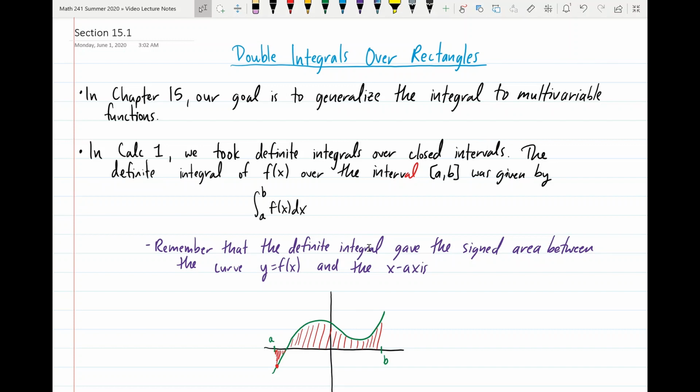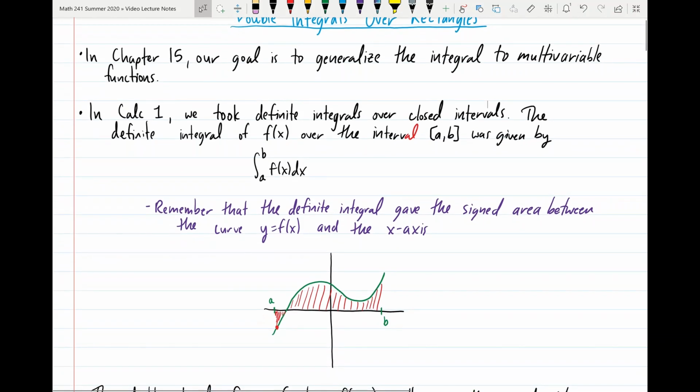In this video we will be starting the journey through chapter 15, where ultimately the goal is to generalize the integral from Calc 1 and Calc 2 to multivariable functions, which we just got done talking about in chapter 14. And in particular in section 15.1, which we'll be covering today, we're going to talk about double integrals over rectangular regions in the plane.